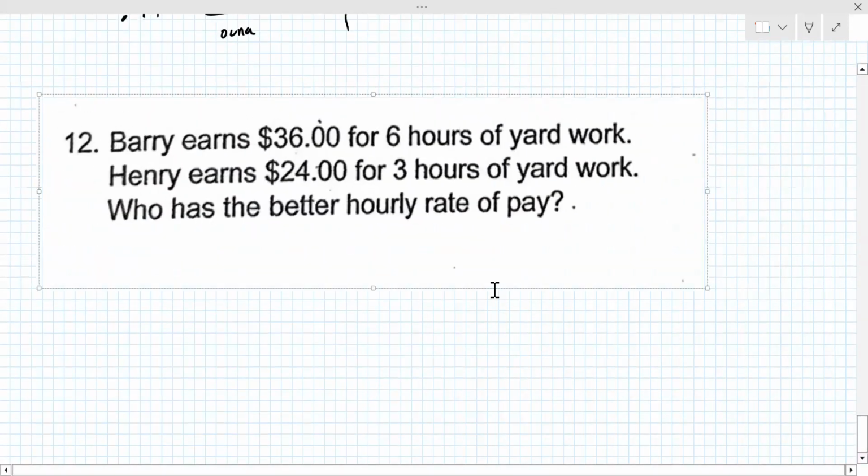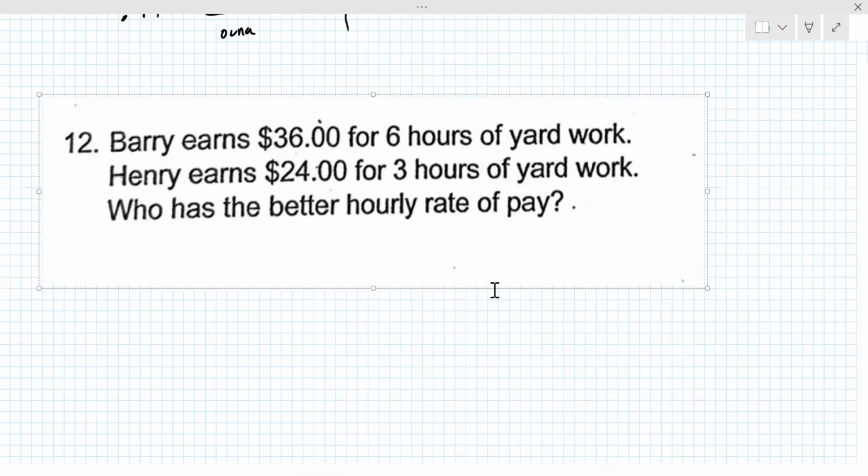All right. Barry earns $36 for 6 hours of yard work. Henry earns $24 for 3 hours of yard work. Who has the better hourly rate of pay? Why don't you try this one on your own and let me know. Divide 24 by 3. Yes. Okay.